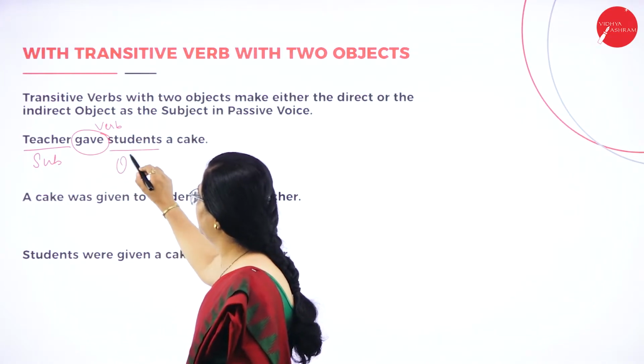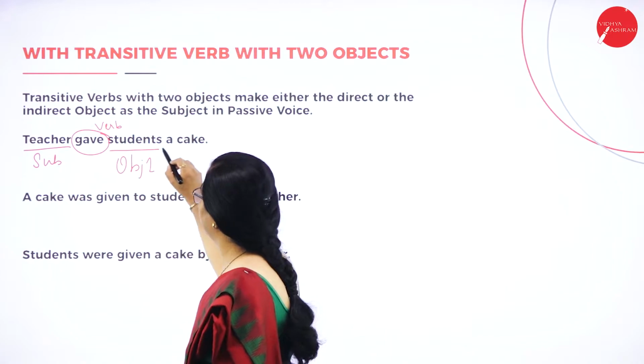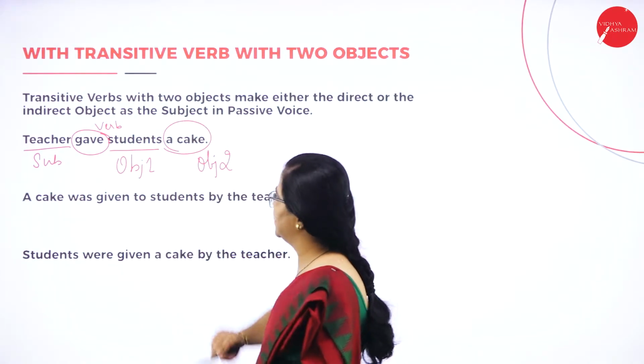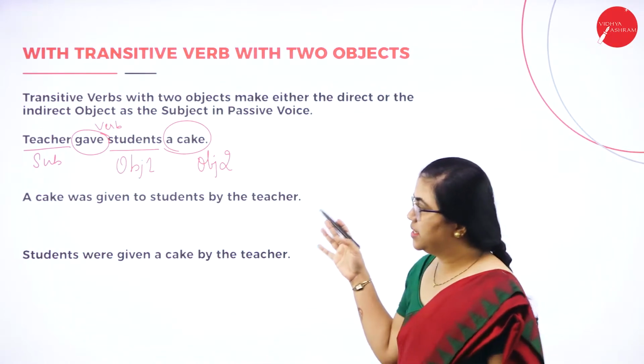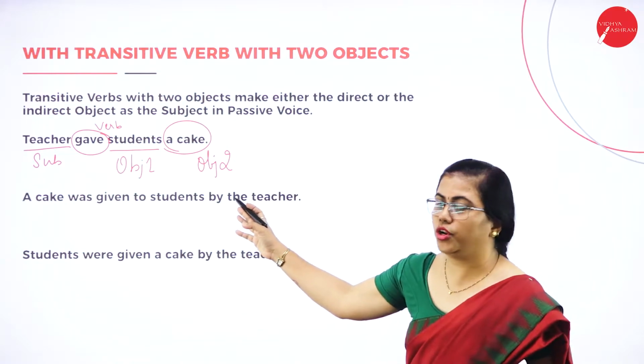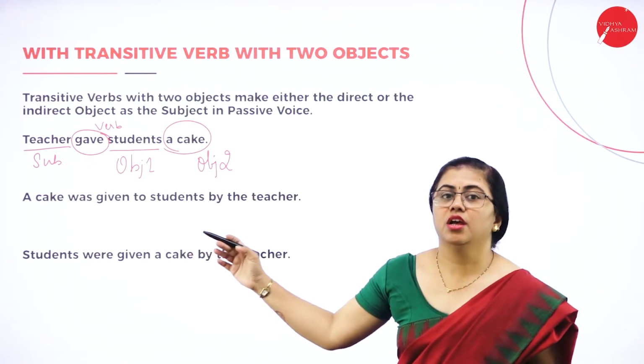This is the first object and this is the second object. So I'm just giving you an example of how to change it from active to passive. Now you already know that you have one or two objects. So how do you change it?